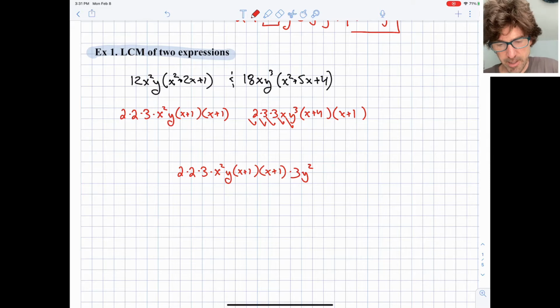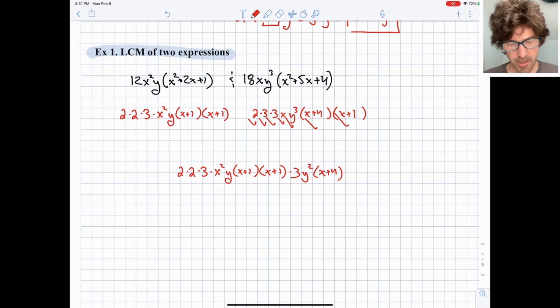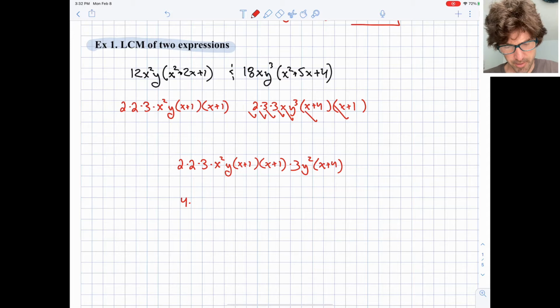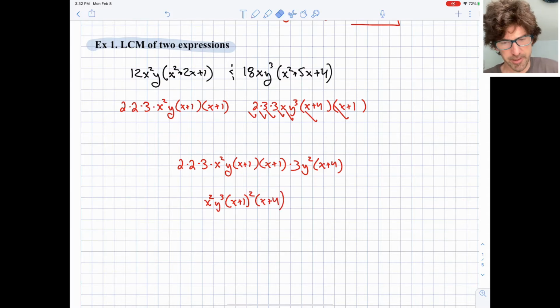Okay, we need an x plus 4, and we already have an x plus 1. Okay, so I'm not going to do the full multiplication here, but I will do some of it. This 2 times 2 is 4, 3 times 3 is 9. Looks like we have an x squared, we have a y cubed, and then we have x plus 1 quantity squared, x plus 4. And I can just turn that 4 times 9 over here into a 36.